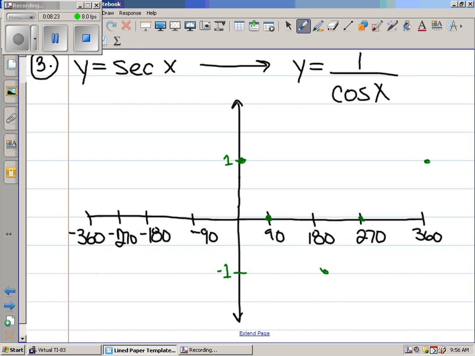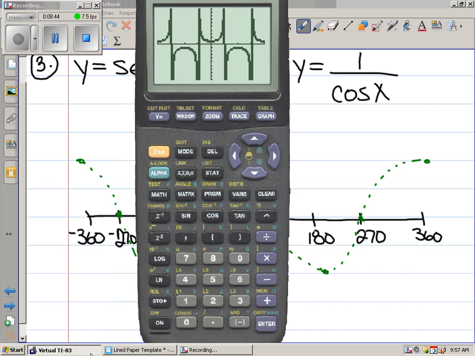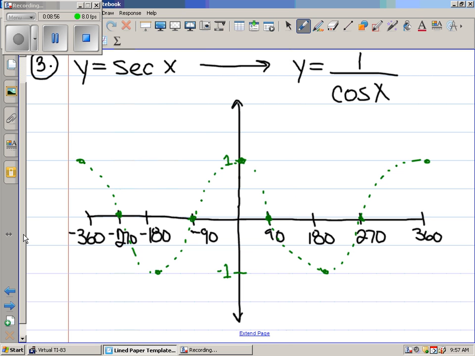Basically, we're going to create the shadow of a cosine graph. Now, there's the shadow of a cosine graph. That's the first step towards drawing this. The second step is to draw in the asymptotes. Where are the asymptotes occurring? There's not one at 360. Very nice. Yeah, the asymptotes are occurring right here.